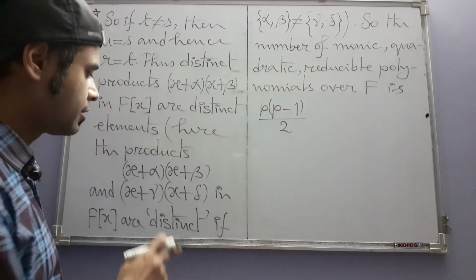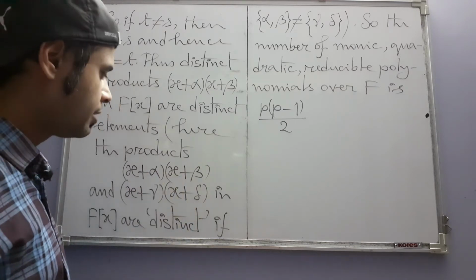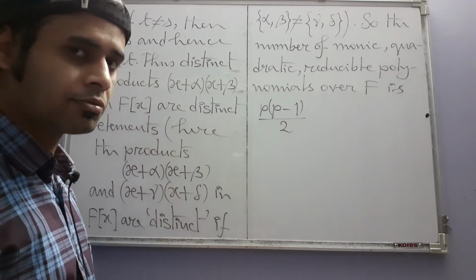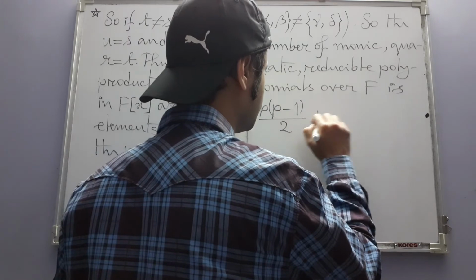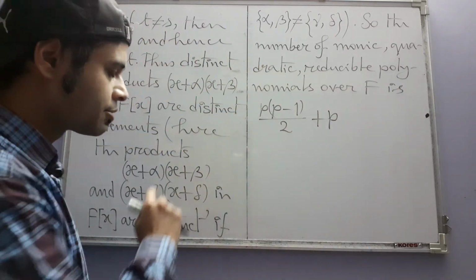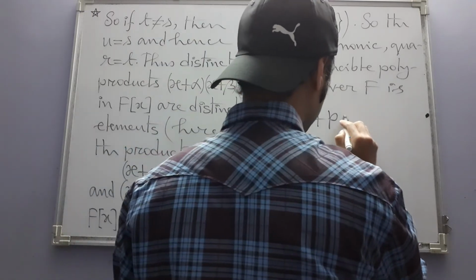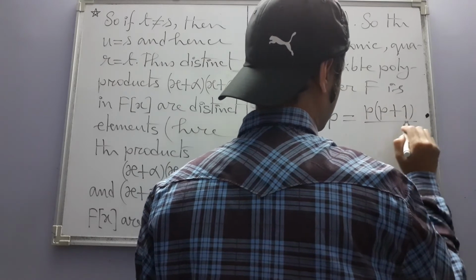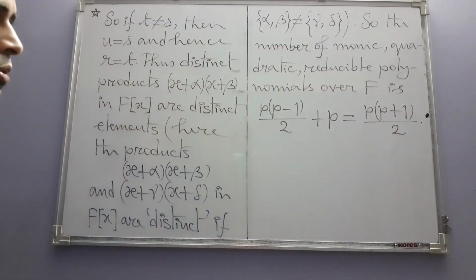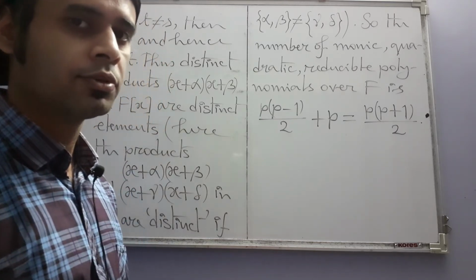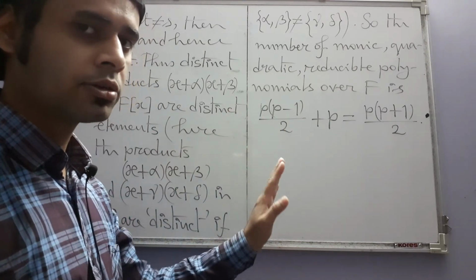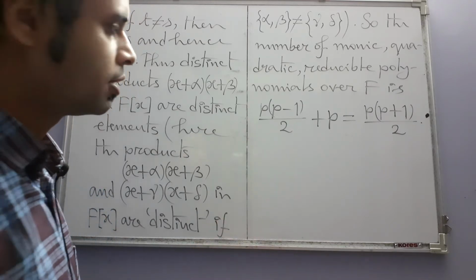But what about the case where alpha and beta are equal? In that case, you just have to see how many choices you can make for alpha, which is just p, because the other one is also x plus alpha, that's it. And this turns out to be equal to this. So this many monic quadratic reducible polynomials we have over F, and the total number of such polynomials, not considering reducibility or irreducibility, is p square.